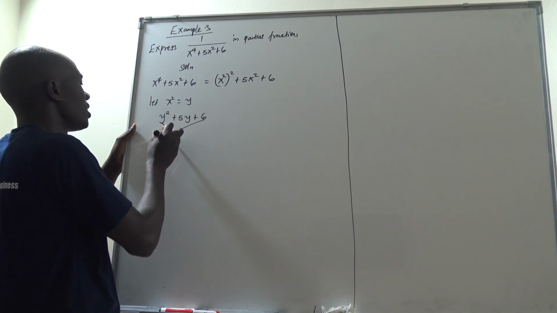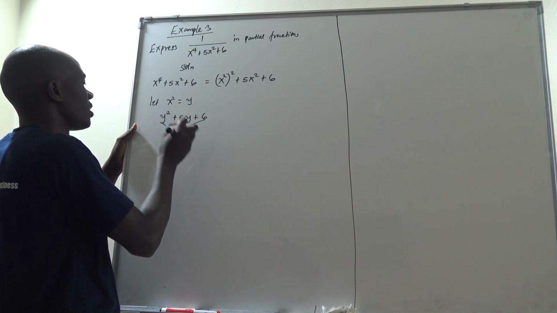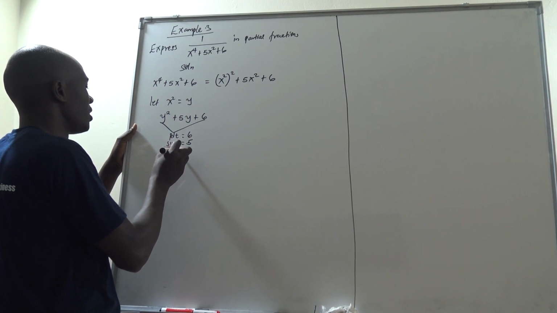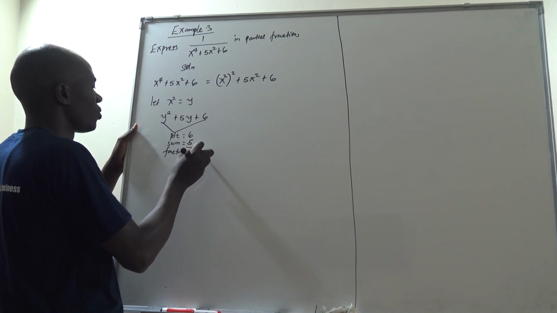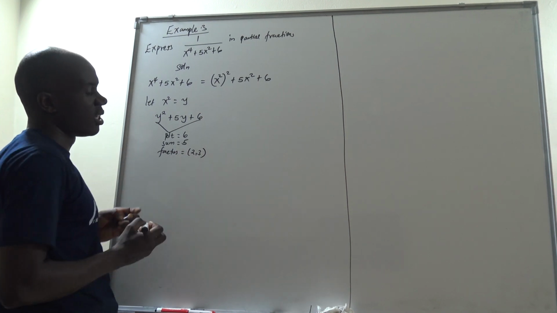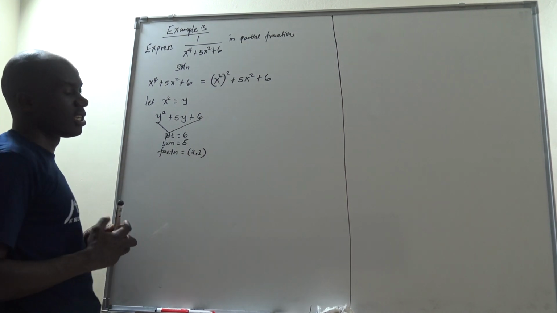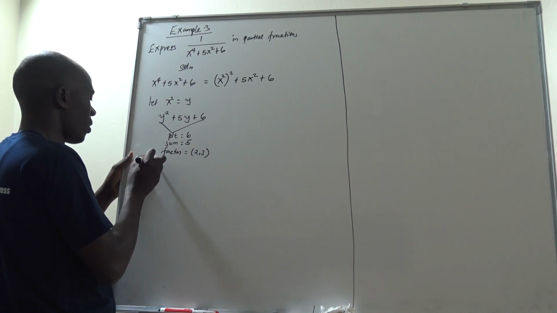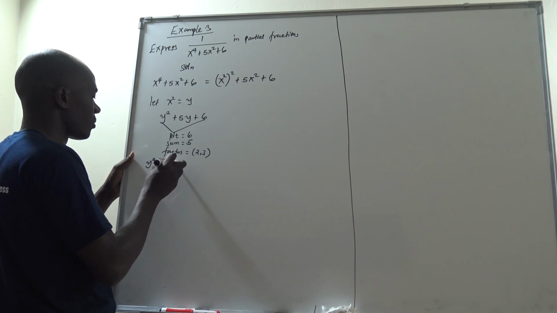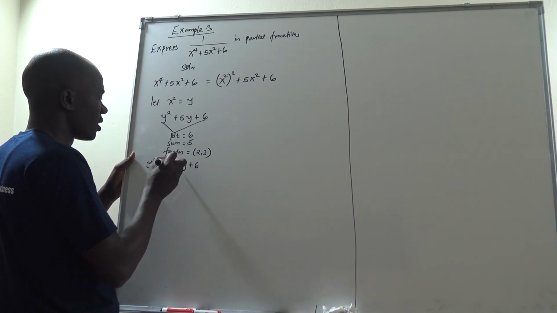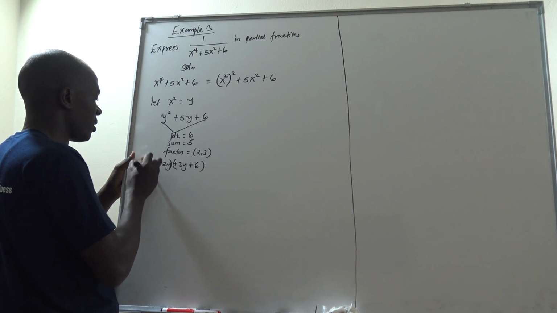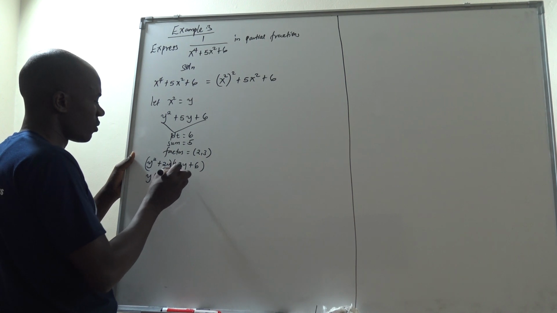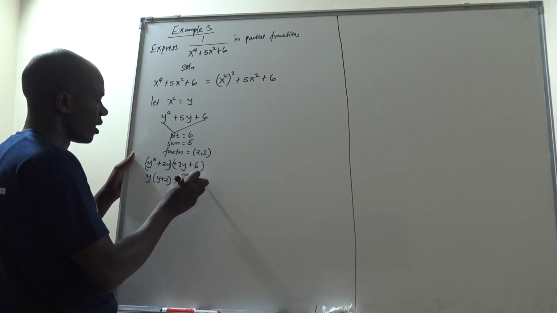Then we factorize this. What is the product? Product is 6. And what is the sum? Sum is 5. We look at the factors. The factors we have got are 2 and 3, because 2 times 3 gives 6, and 2 plus 3 gives 5. So we are going to substitute in that. We are going to have y squared plus 2y plus 3y, then plus 6. Then the two numbers in a bracket: y into y plus 2, then plus, what is common here is 3 into y plus 2.